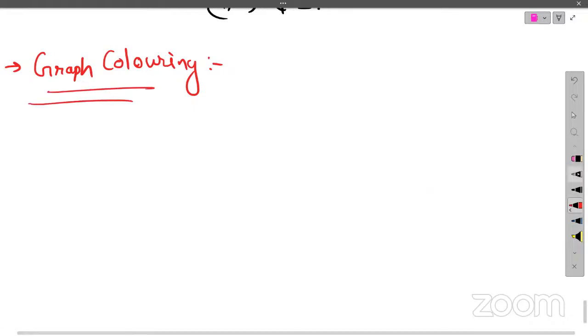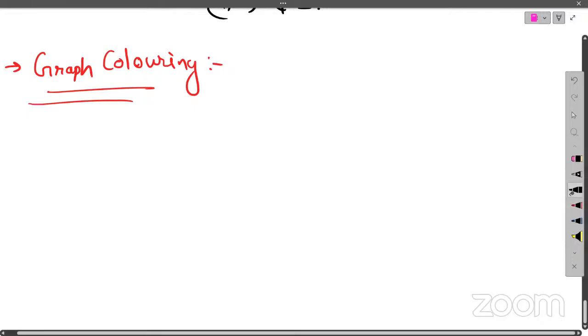So now let's go to the next topic, which is graph coloring. So what does graph coloring mean? Here, in our graph, we have to assign one color to each vertex, but in such a way that if two vertices are connected by an edge, then they should get different colors. So graph coloring problem means we have to assign each vertex a color.